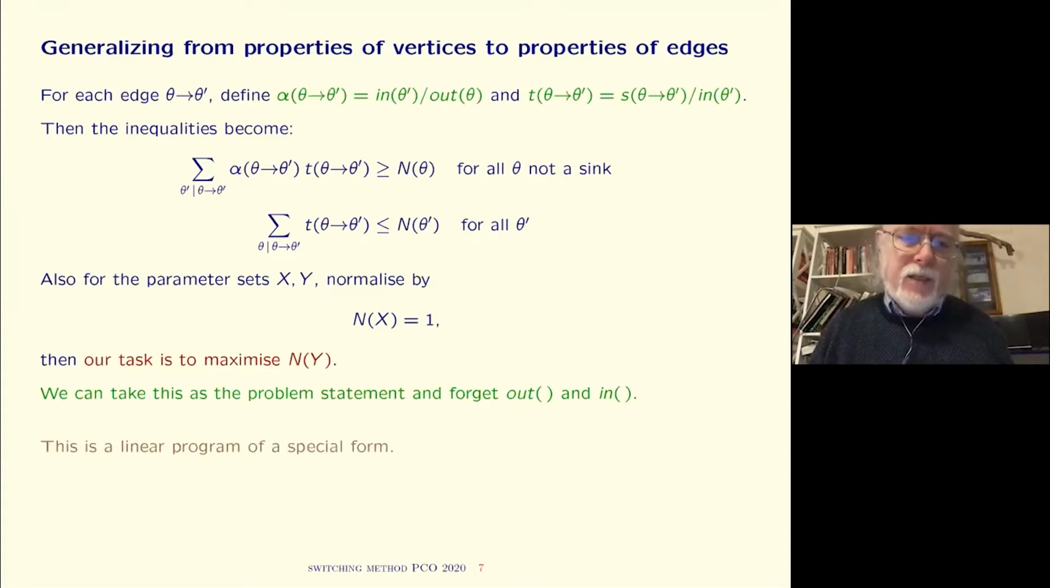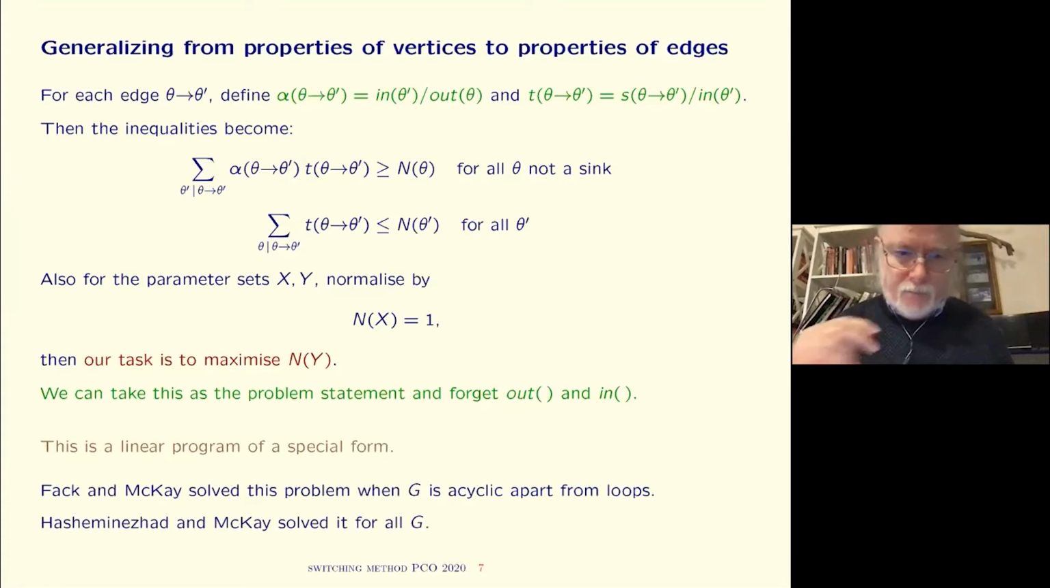Now this is, of course, a linear program once we normalize it, but it's got a special form, and that enables us to find a fairly explicit solution. Villefaq and I solved this when G is an acyclic graph, except that loops are allowed on vertices. But Mathieu Hashimnejad and I solved it for arbitrary directed graphs G. And I'll show you what the solution looks like.